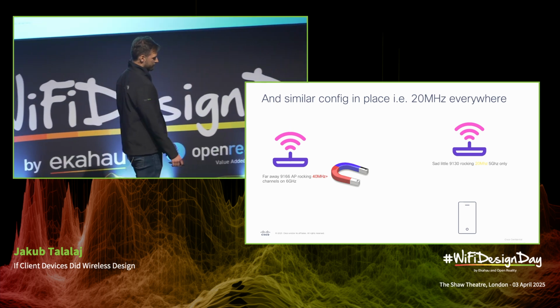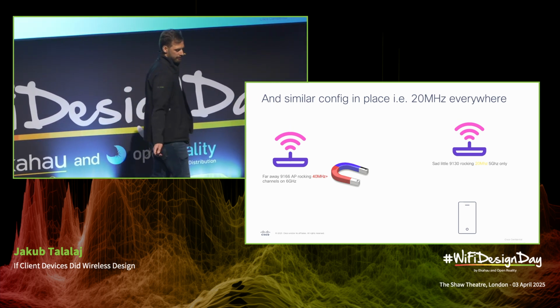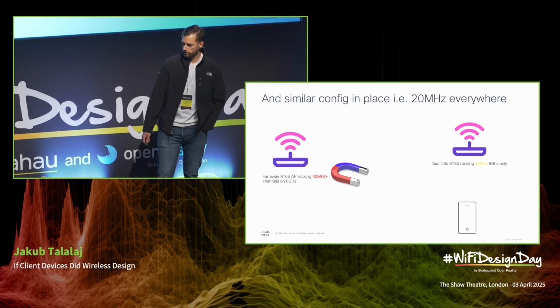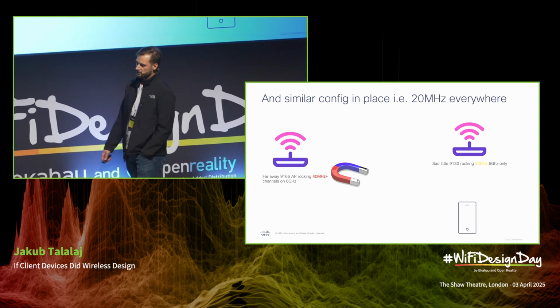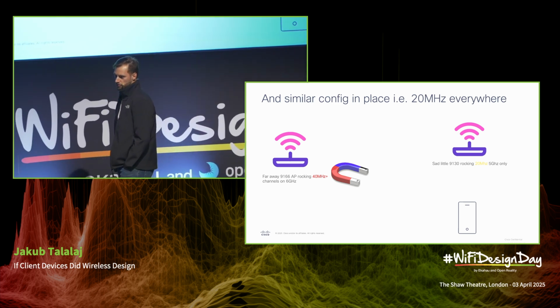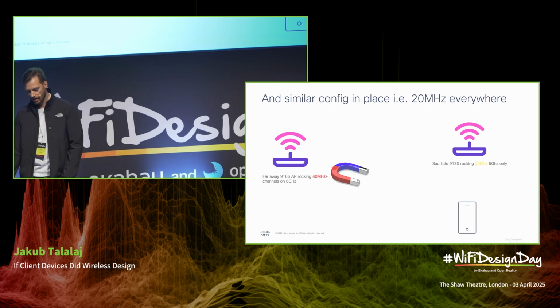So we've noticed on the first days, when everything went in, and the controller guys did their magic and assigned all the tags, some of the 6 gig radios were using 40 megahertz channel widths.